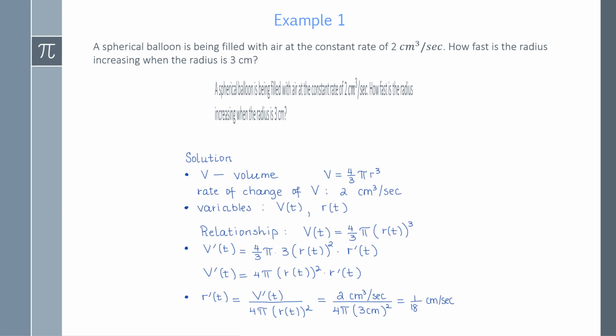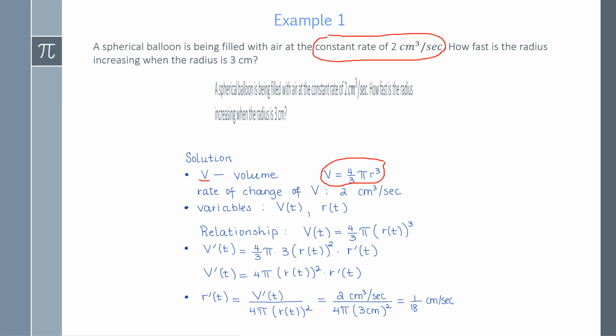The first thing that I'm going to do is introduce some variables. So very natural to say that V is the volume of the balloon. And then from geometry, I recall that we have a formula: V is equal to 4/3 times pi times r cubed. Okay, now what else do we have? We have the rate of change of V, and that's given right here, constant rate of change, and it is 2 cubic centimeters per second.